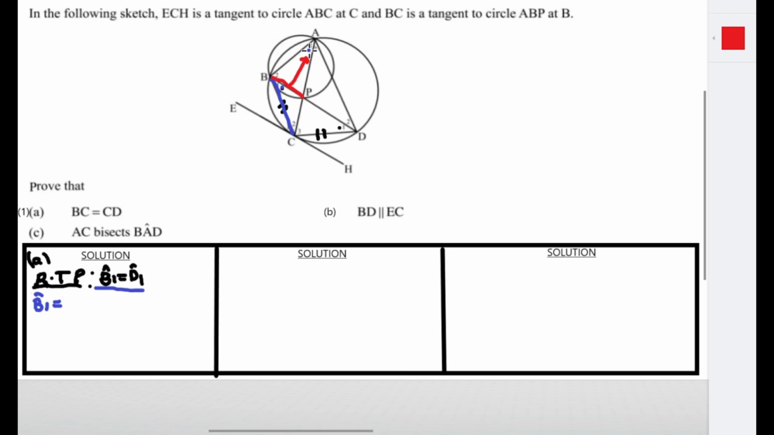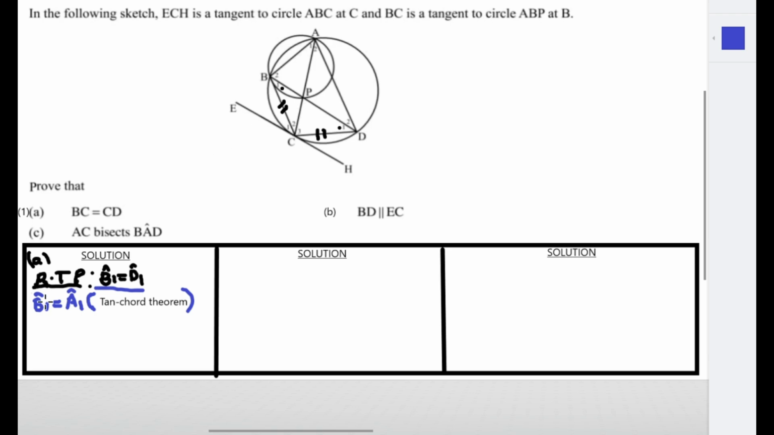So you look at the chord. That is the most important line. Then you ask yourself what angle that chord is opposite to. So angle B1 is equal to angle A1, and our reason there is the tan chord theorem.